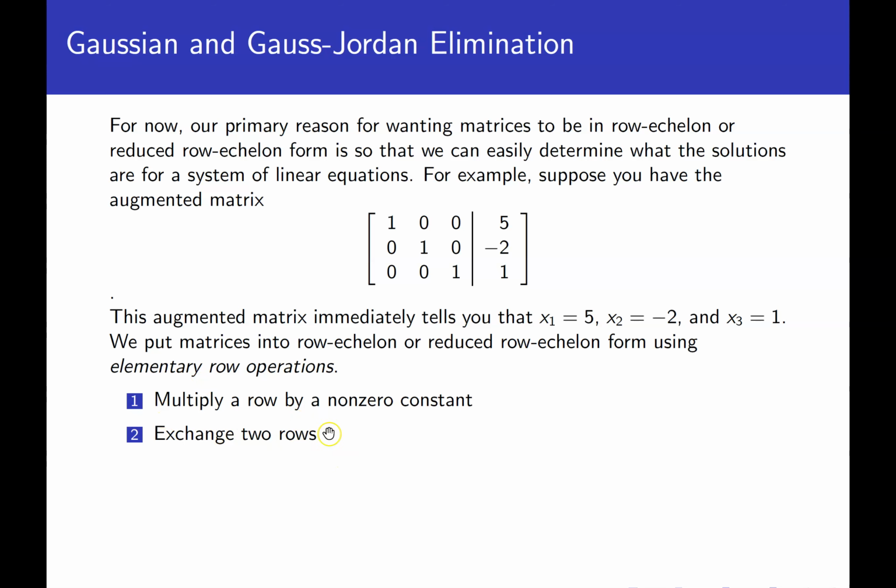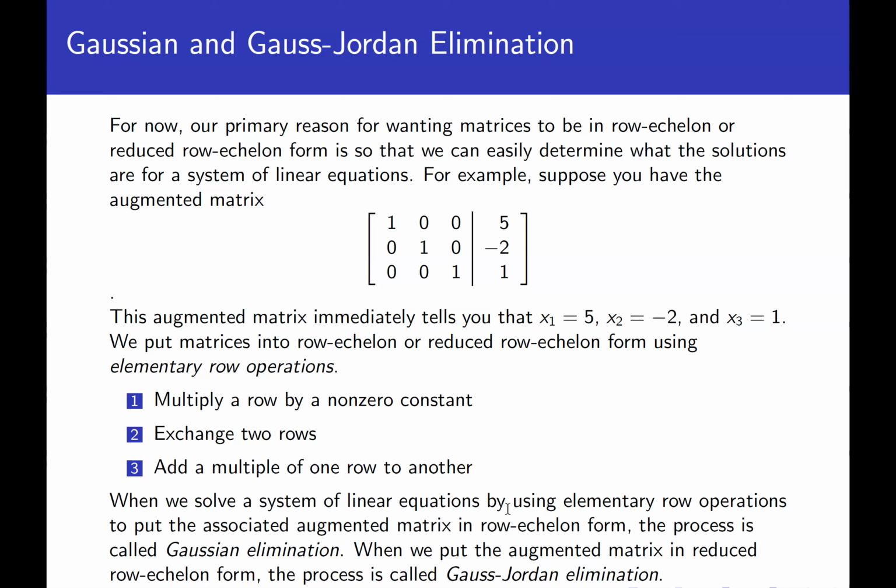Exchange 2 rows. We didn't see that one in class today, but all we mean by exchange 2 rows is literally just swap the rows. Well, that just has the same effect as changing the order of the equations. That's not going to change the solution set. The last one is add a multiple of one row to another. We saw that again today in class where we were taking a multiple of the first row and adding it to the second row and so on down the line.